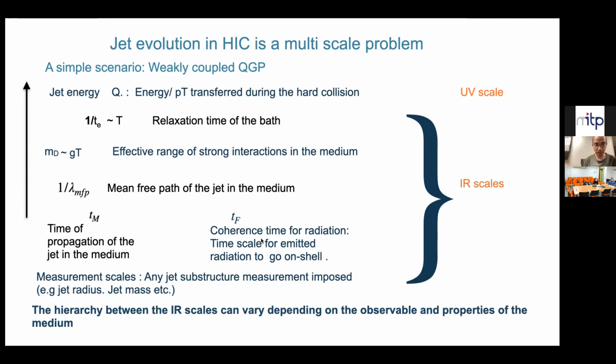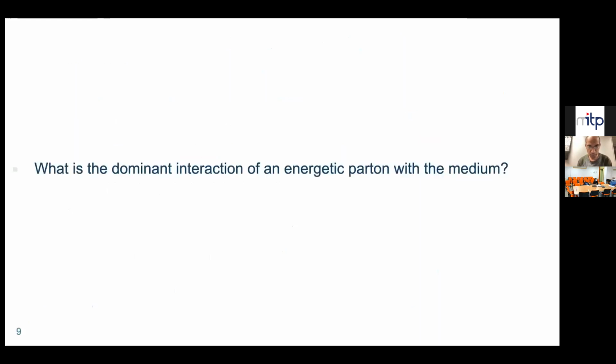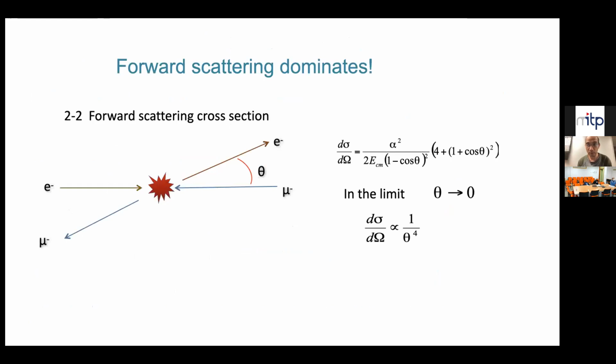So that can change depending upon the specifics, and I will also show you how that appears in the EFT. So now, once we understand what the scales are, we want to next question what exactly is the dominant interaction of this energetic parton in the medium. And the short answer to that is that forward scattering dominates. This is very simply seen if I look at a 2-to-2 scattering.